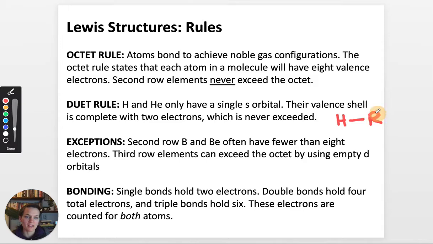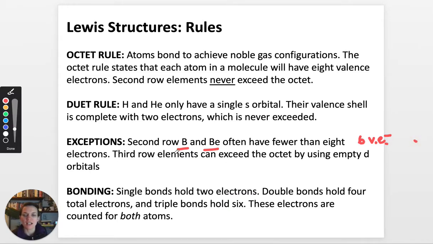R would just be the rest of whatever you're looking at, because that would be a complete duet. So exceptions to that are boron and beryllium, which will often form fewer bonds. That's just one of their qualities. They're pretty tolerant of being somewhat electron poor. I feel like every rule has to have an exception, right? So boron and beryllium will often have fewer than 8 electrons. Usually it is going to be 6 valence electrons. So that's just an exception to the octet rule.